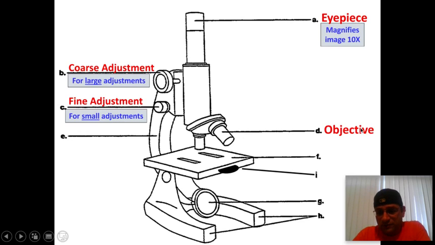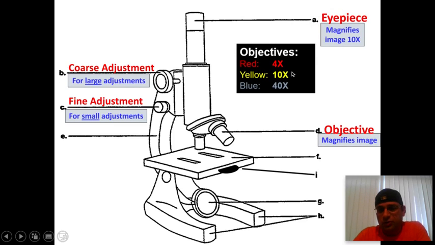These are your objective lenses. These magnify the image. Typically you will have 3 of them: 4x, 10x, and 40x. To get magnification, you take 10 times whatever the objective lens is. So the lowest one will be 40x, since 10 times 4 is 40. Next would be 10 times 10 for 100 times bigger than what you're looking at. And then for the microscopes we're going to use at school, the biggest magnification you can get is 400x, which would be 10 times 40.